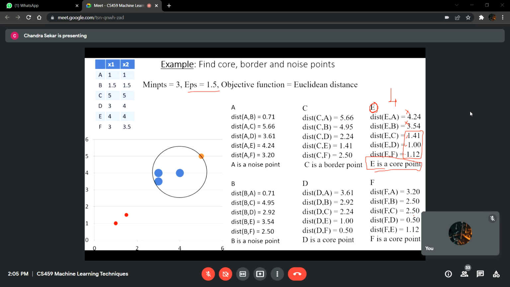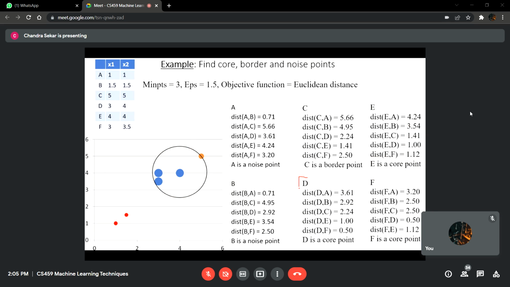Similarly, F. For F, you have 2 points plus F itself, because if you draw a circle with radius 1.5 from F, you will have F, and in addition you may have two other points less than 1.5 radius. For F, the distance to itself is obviously 0, and there are two other points which are within the epsilon radius. So there are a total of 3 points in the epsilon radius, and this F point can also be called a core point.